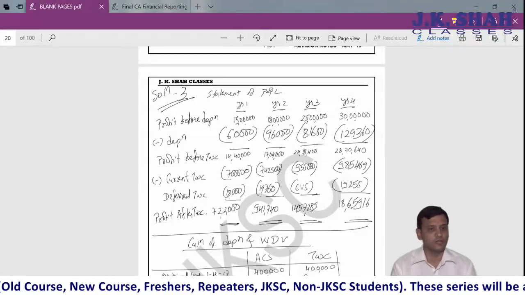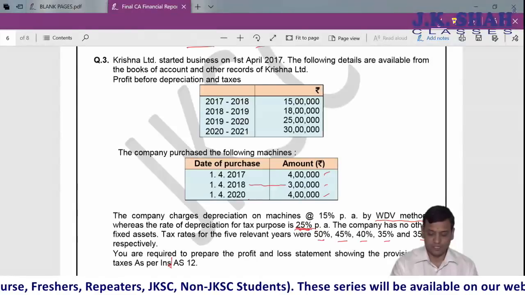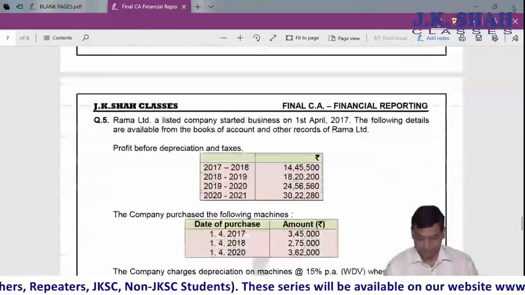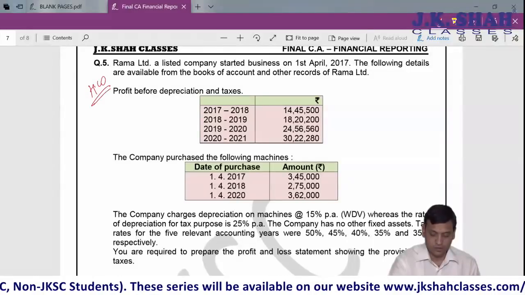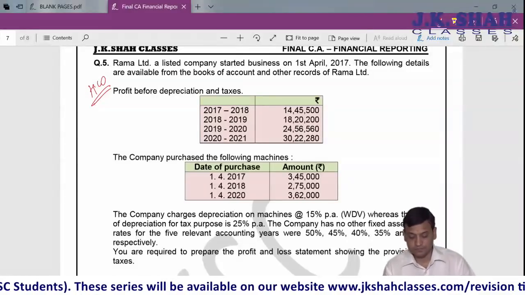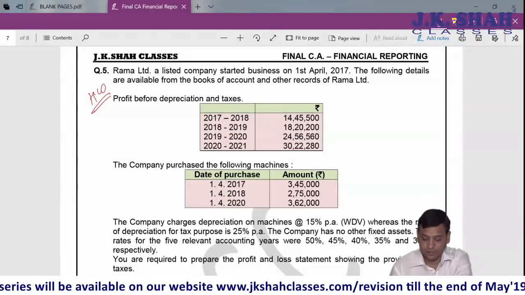I hope all of you got the answer. Now, based on this, you can complete question number 5. Homework. Just read this question. It's just similar to that question that we did.